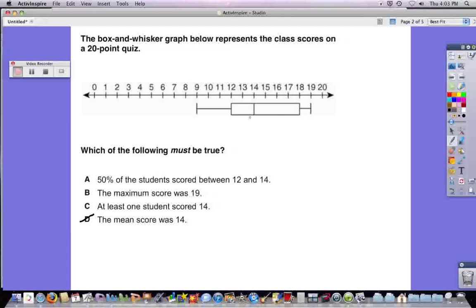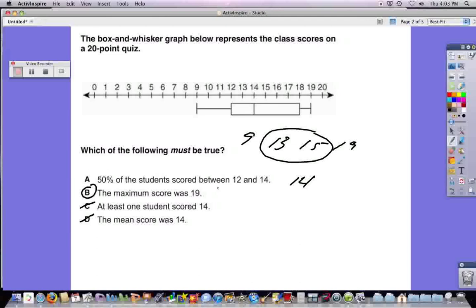It's the median, but that doesn't necessarily mean that somebody scored that, because remember the median, if 2 numbers were in the middle, so if the number 13 and 15 were in the middle, that you add them together and divide by 2, you'd also get 14. So this one is not necessarily true. All right, the maximum score is 19. Yes, that is true. But let's look at this one.